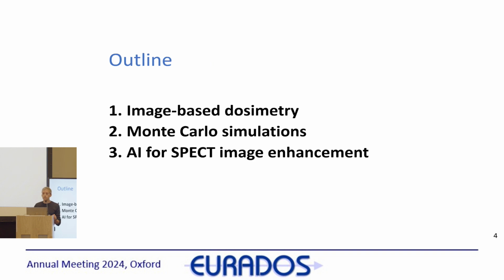So the outline of this presentation is the following. I will describe in a pragmatic way how to perform dosimetry for this treatment from images. I will speak a little about Monte Carlo simulation, and then a very brief overview of AI for SPECT image enhancement at the end of this presentation. So let's start with image-based dosimetry.